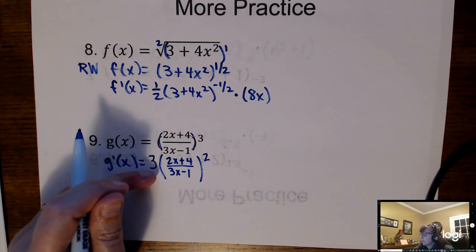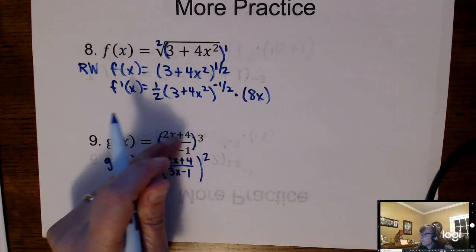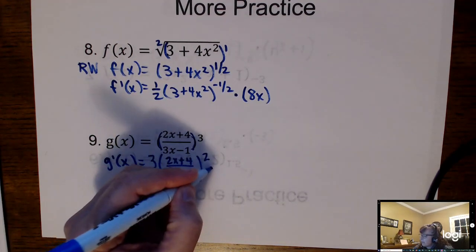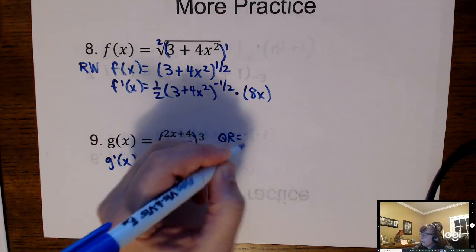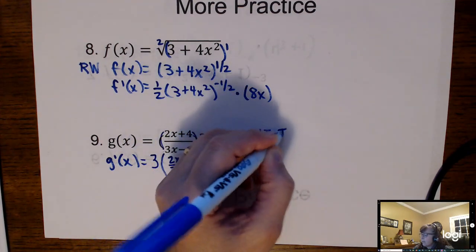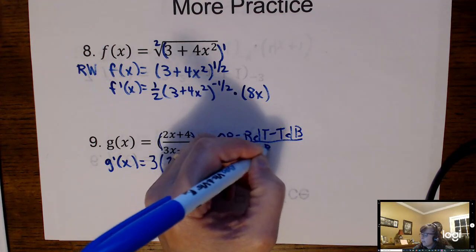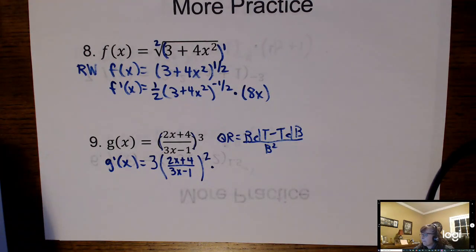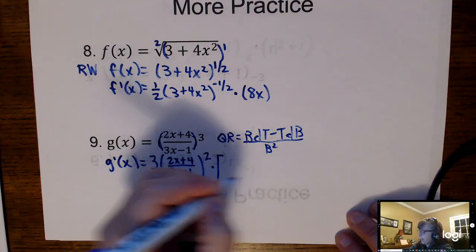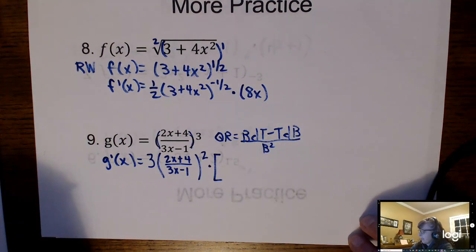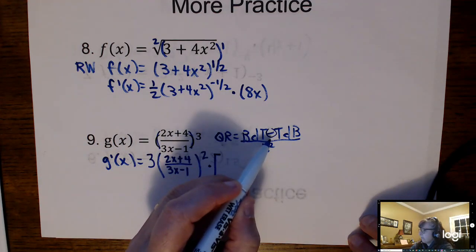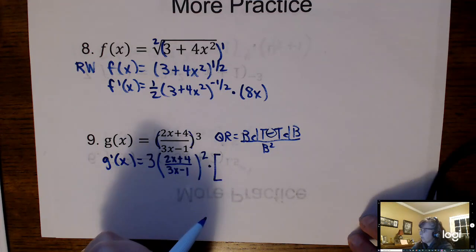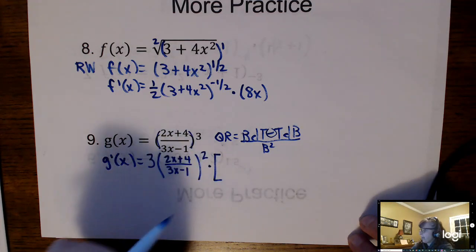So this is the derivative of the outside, where we pretend that that's just one thing in there, times the derivative of the inside. Well, the inside is a quotient, so we need the quotient rule. The quotient rule is bottom times the derivative of the top minus top times the derivative of the bottom over the bottom squared. I'm going to use this bracket so I can keep track of my numerator and denominator. It's got a minus in the rule, so we have to make sure we distribute. That's why this bracket's very important.